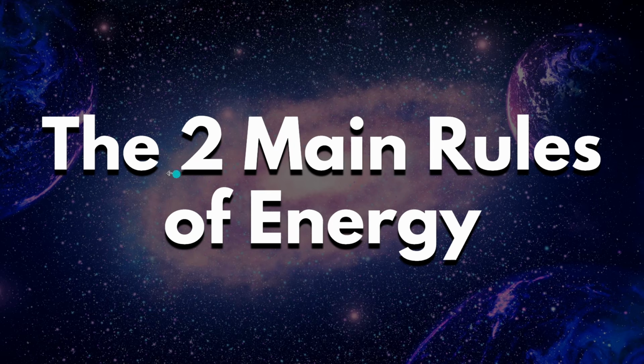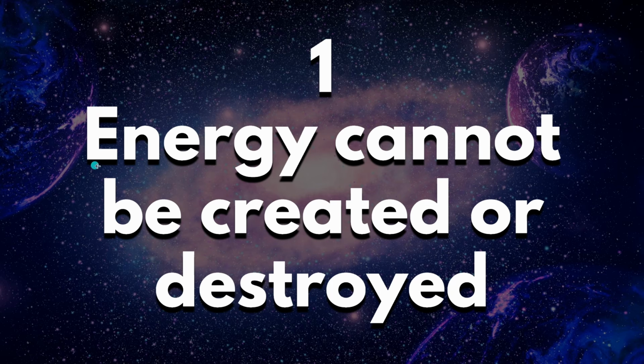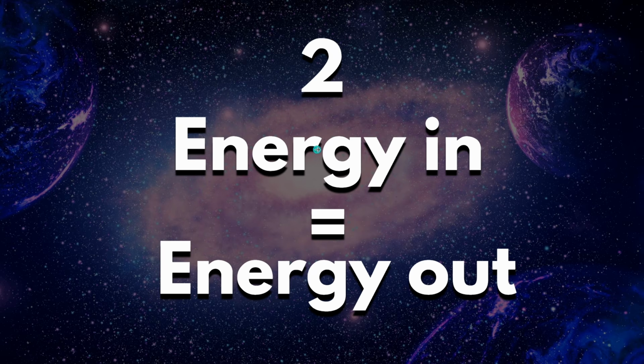Now in physics, there are two main rules of energy that can never be broken. Rule number one is that energy cannot be created or destroyed. Energy can only be transformed from one form to another. And the second rule is that energy in equals energy out.